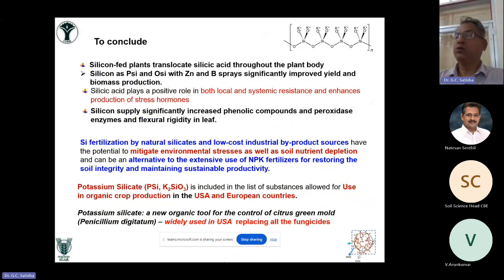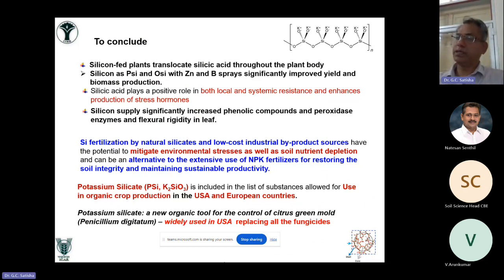And besides, in the US and other European countries, silica is already recognized as a source of organic crop production. And India, based on that, has come out with a gazette notification of it as a fertilizer, though not the best organic source of fertilizers.